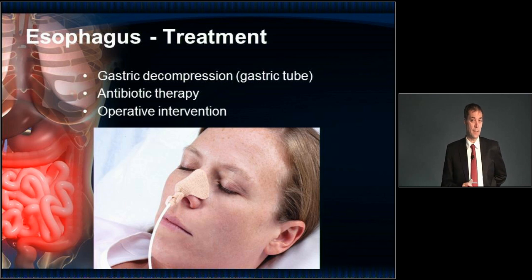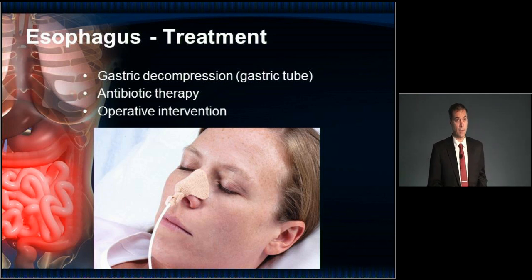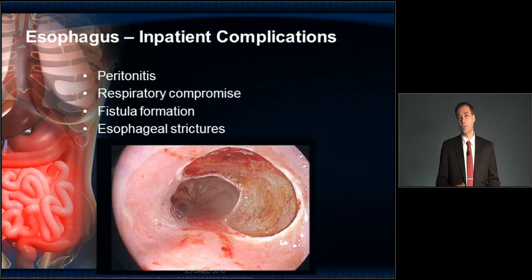The treatment: consider a gastric tube. Now obviously that has to be done with caution. If there's a rupture of the esophagus, you don't want the tube to feed out into the mediastinum, so with caution, gastric decompression. Antibiotic therapy early because of the infections of the chest, and for the most part, any esophageal trauma is going to end up in the OR to repair the esophagus, to clean out the chest, and try to reduce the amount of post-op infections. Some of the long-term complications associated with esophageal trauma on the inpatient side: peritonitis, respiratory compromise long-term, fistula formations in the esophagus, and esophageal strictures.